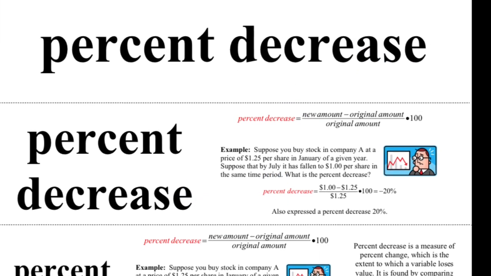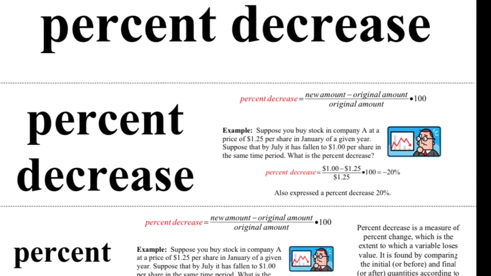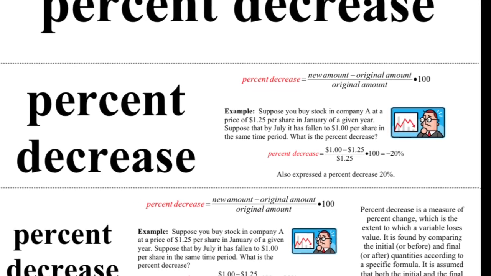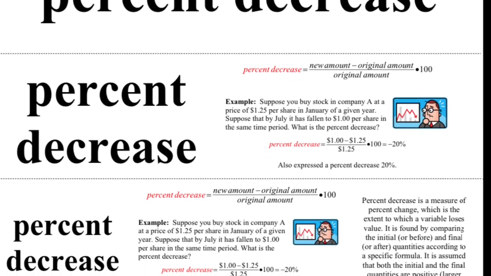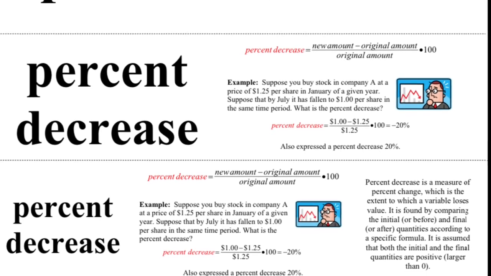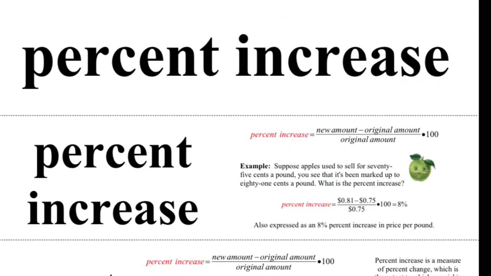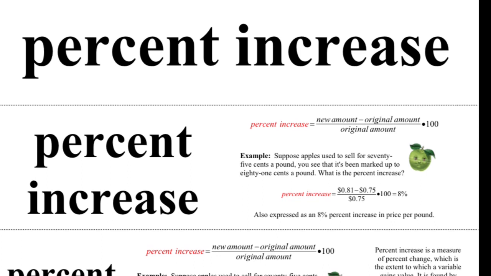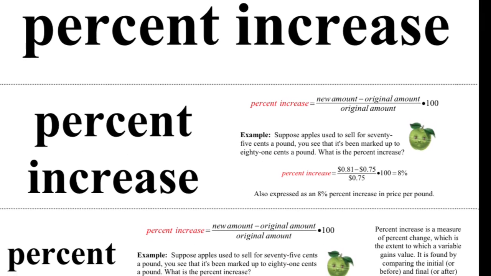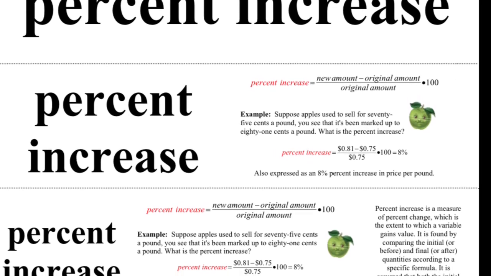The percent decrease is the percent amount where a number gets smaller. So if I go from 100 to 80, that is a 20% decrease. Percent increase is the opposite. It's the percent that a number gets larger. So if I go from 100 to 120, that is a 20% increase.